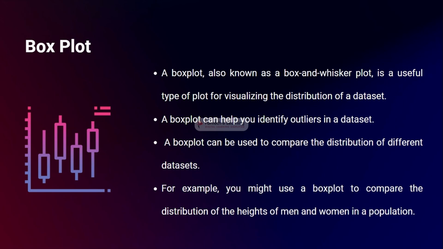We also have something known as a box plot. A box plot is also known as a box and whisker plot. It is a useful type of plot for visualizing the distribution of a data set, and the box plot can help you to identify outliers in a data set. A box plot can be used to compare distributions. So when you want to use a box plot, you can go for the outliers, the distribution, what the mean value is, what the percentiles are, how they are distributed, and all can be obtained from a box plot.